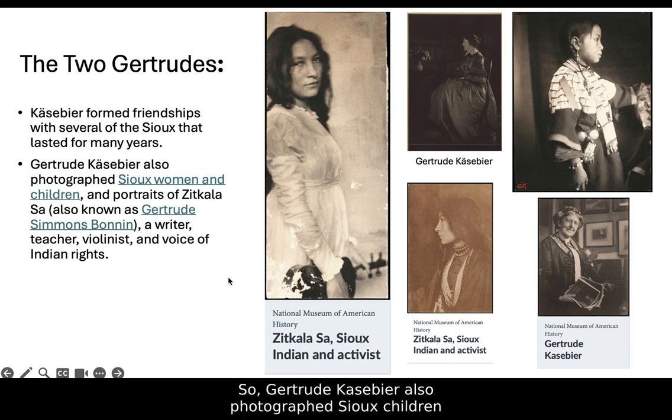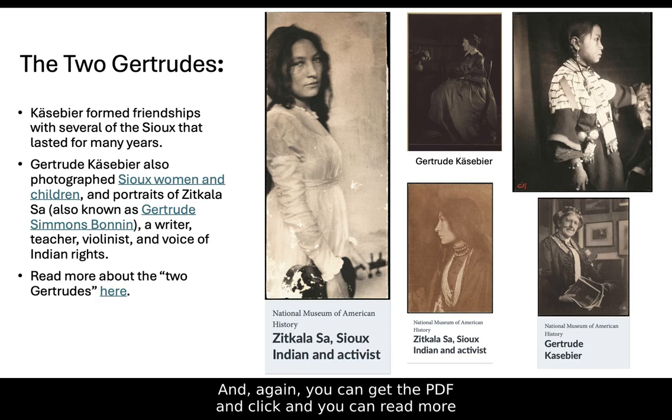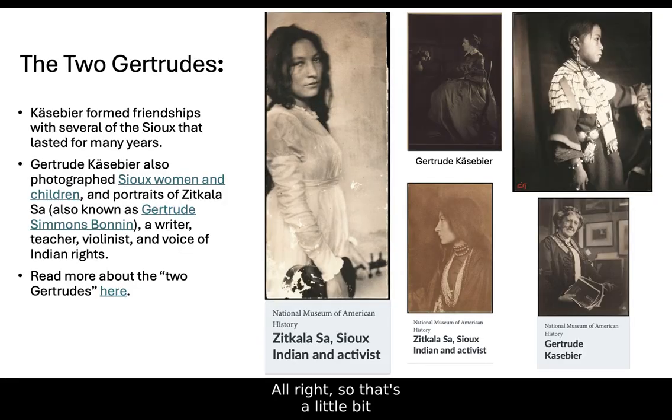So Gertrude Kasebier also photographed Sioux children, and she had to ask permission at first. The Sioux elders would not allow her to photograph children, and she just kept photographing the elders. She built a relationship of trust with them, and eventually they allowed her to photograph the children as well. And again, you can get the PDF and click, and you can read more about the two Gertrudes here. All right, so that's a little bit of an introduction to Gertrude Kasebier.